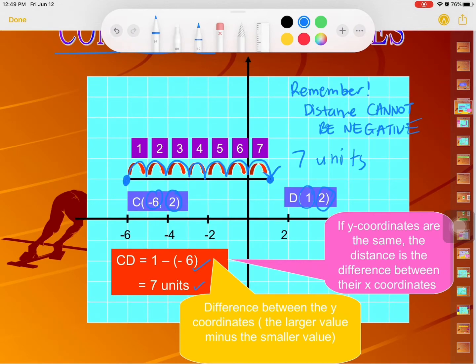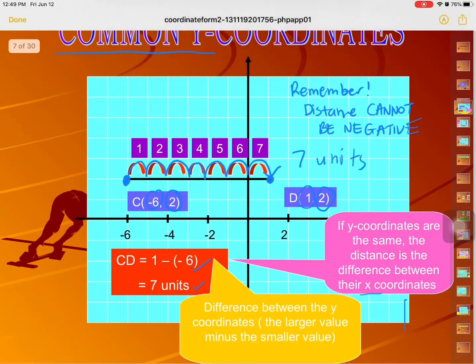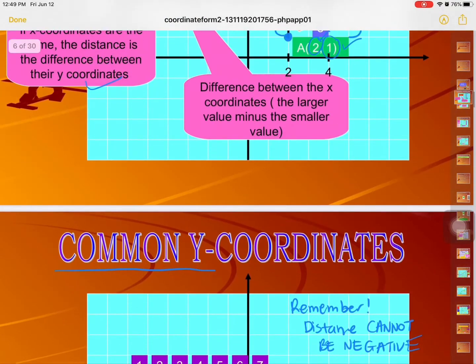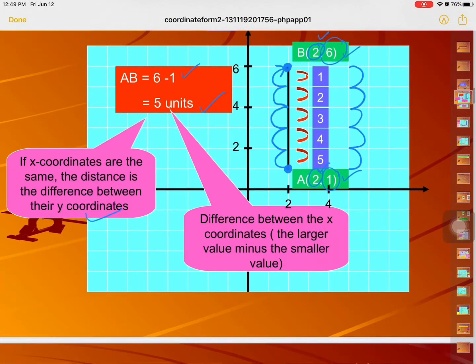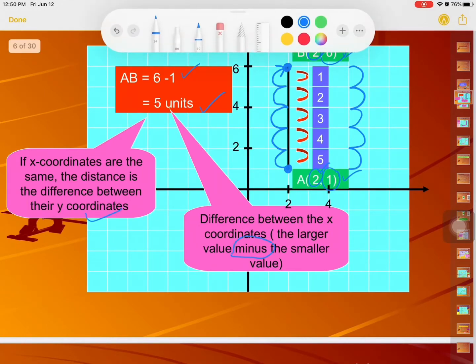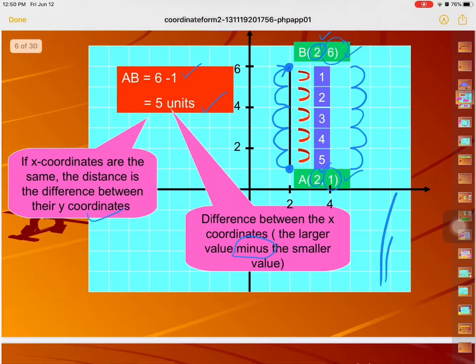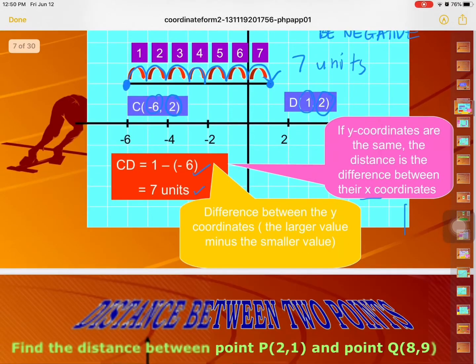The y coordinates are the same. The distance is the difference between their x coordinates, the larger value minus the smaller value. Okay. Same goes with this one. We must minus. Just now we have minus, and the next one we also have to minus it.